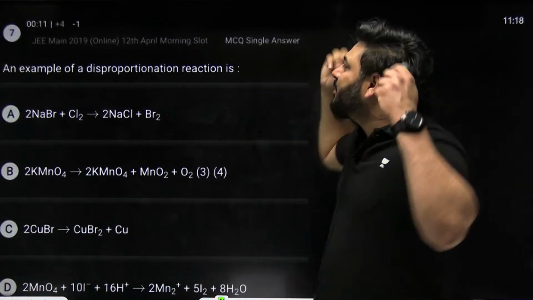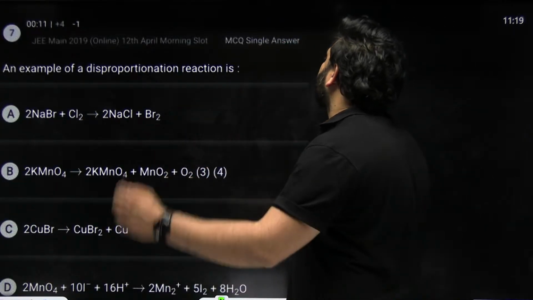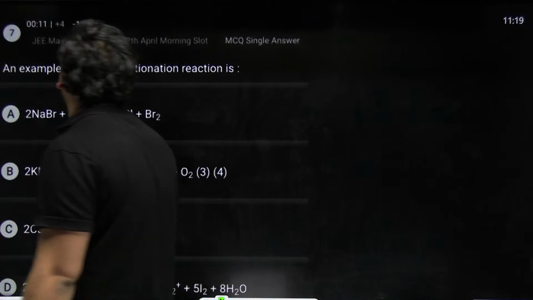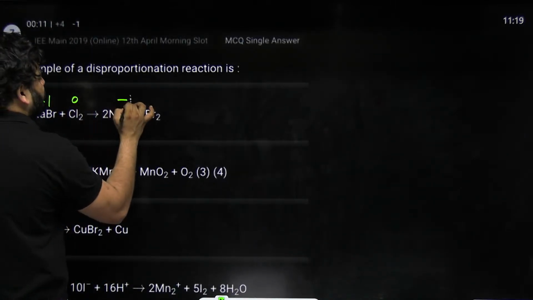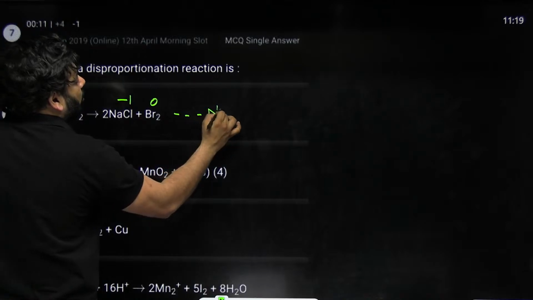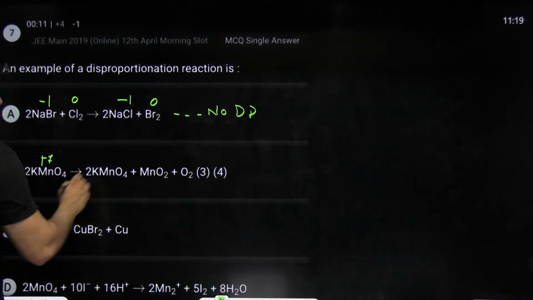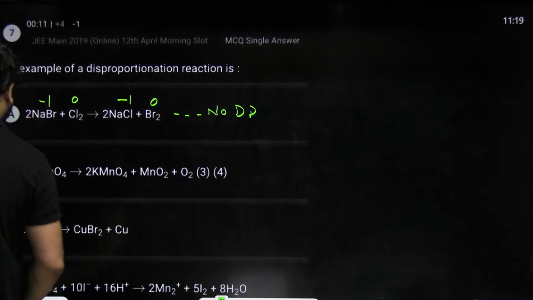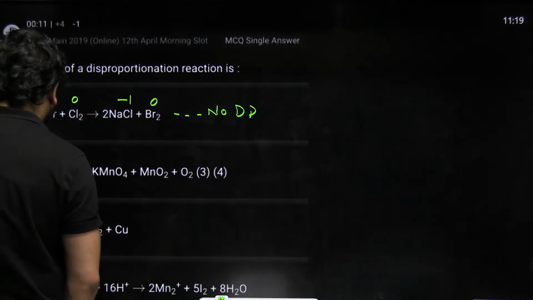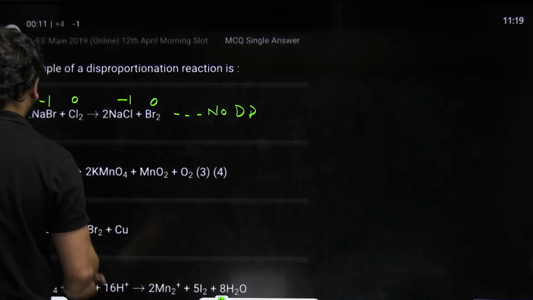Another similar question. I've been bored of these questions now. Pick a disproportionation reaction. Disproportionation reaction, we all know, man. This is no DP. This is +7 and going to +6, and then no. KMnO4, MnO2, KMnO4. And I have no idea on this, but this is not.